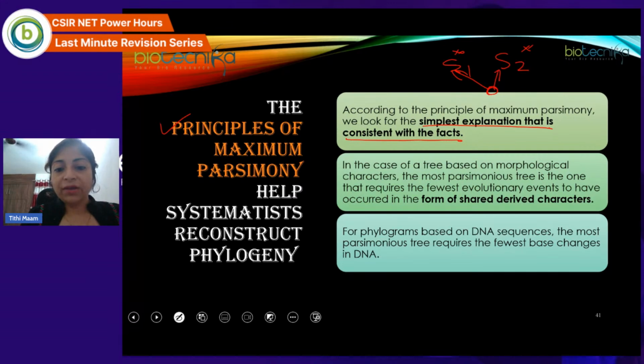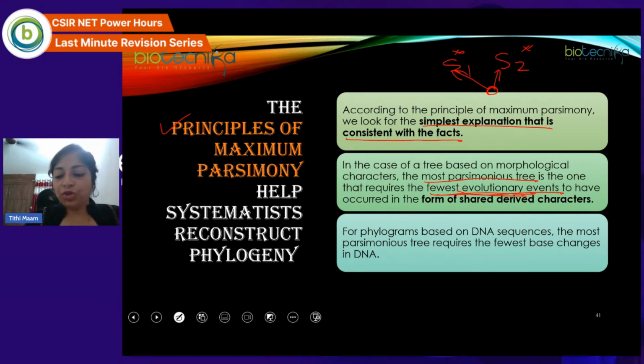So in case of a tree based on morphological characters, the most parsimonious tree is the one that requires the fewest evolutionary events to have occurred. All right, so that is the principle of maximum parsimony.